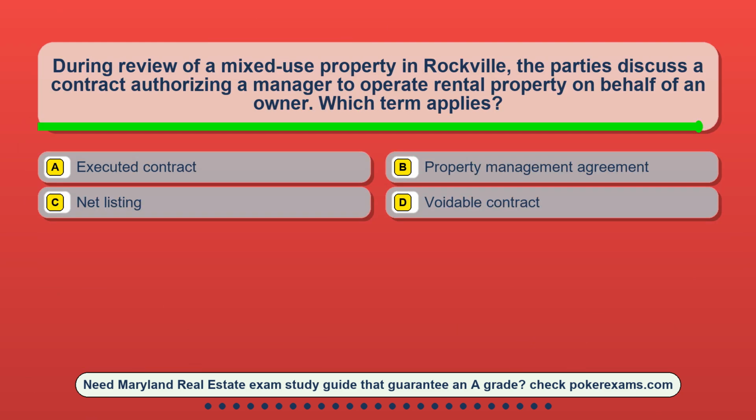Question 16. During review of a mixed-use property in Rockville, the parties discuss a contract authorizing a manager to operate rental property on behalf of an owner. Which term applies? Option A, executed contract. Option B, property management agreement. Option C, net listing. Option D, voidable contract.